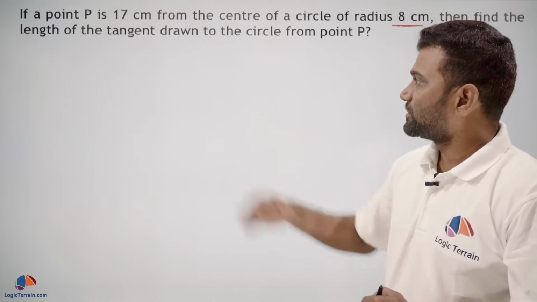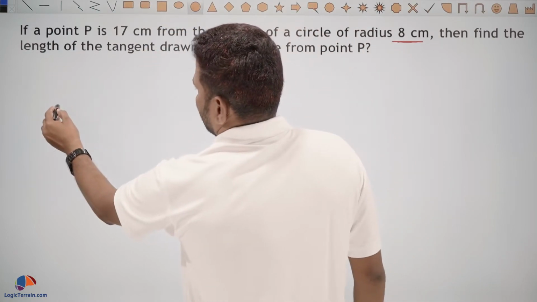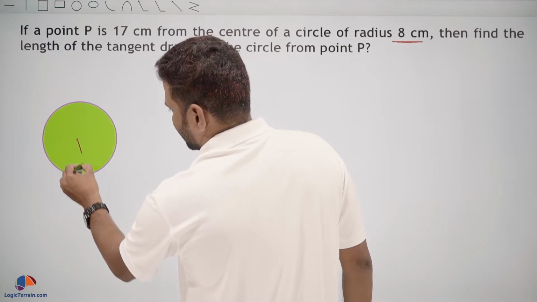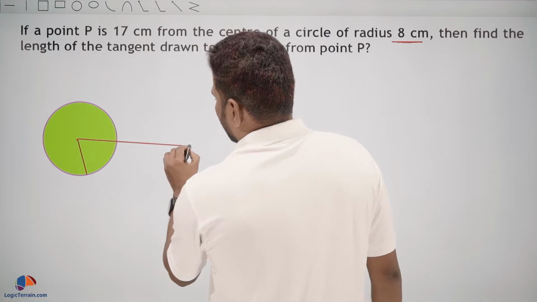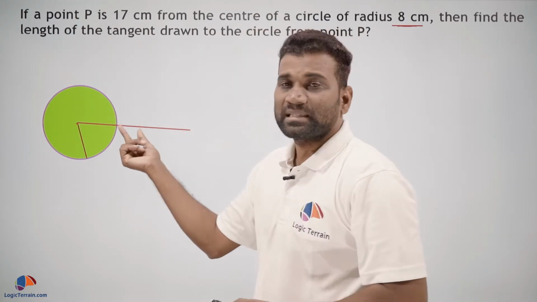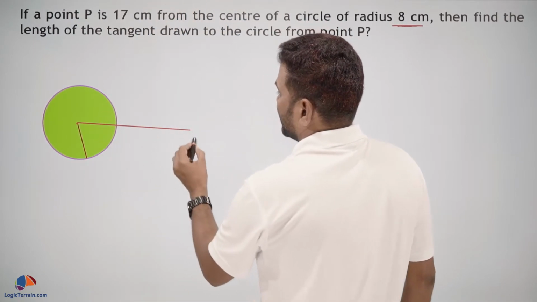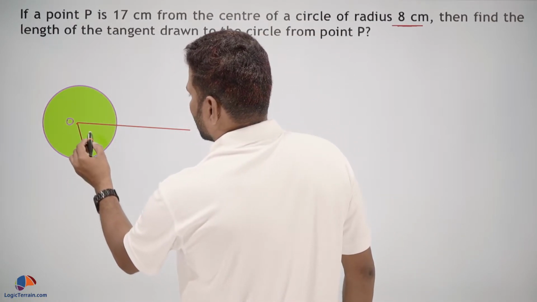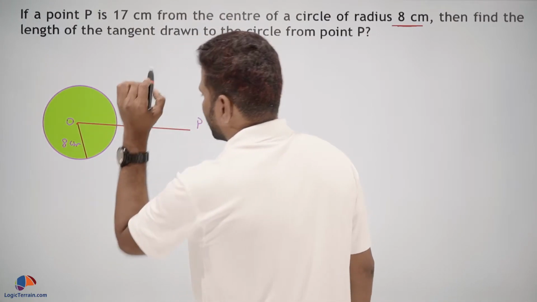Clear? So let us visualize this information. I'll take a circle whose radius is 8 centimeters. There is a point P, which is 17 centimeters from the center. Okay, so let us give names. This is point P, this is center O, and this is 8 centimeters, and this is 17 centimeters.